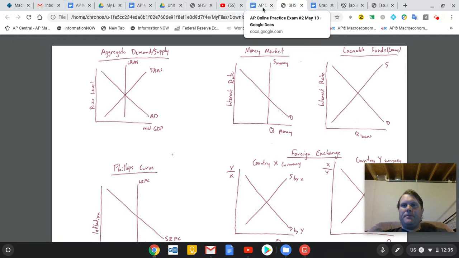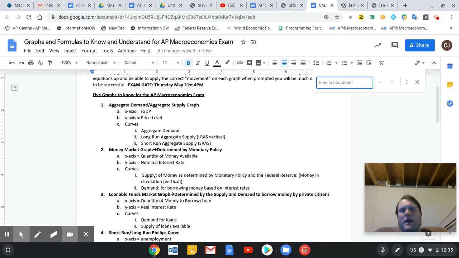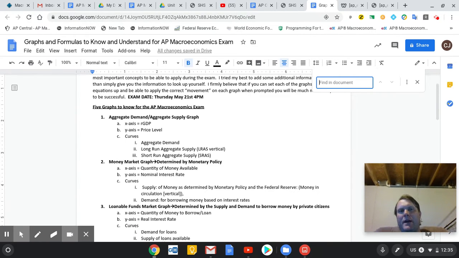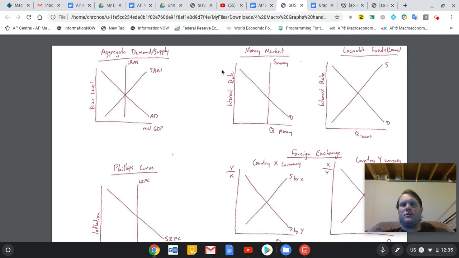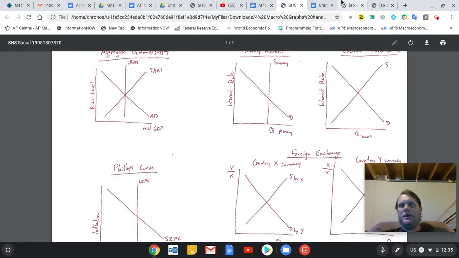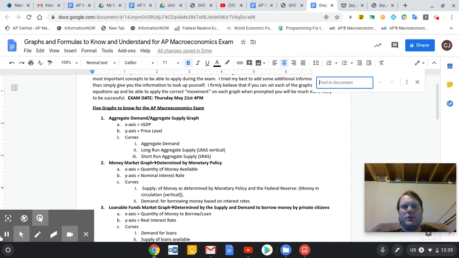The other thing that I am sharing with you is some graphs and formulas that don't have the actual graphs on them, but they do have some descriptions. Maybe you even go through, especially if you can print this off, and for the number one aggregate demand stuff, just draw that aggregate demand graph into this review sheet. Just another way that you can try to do some things.